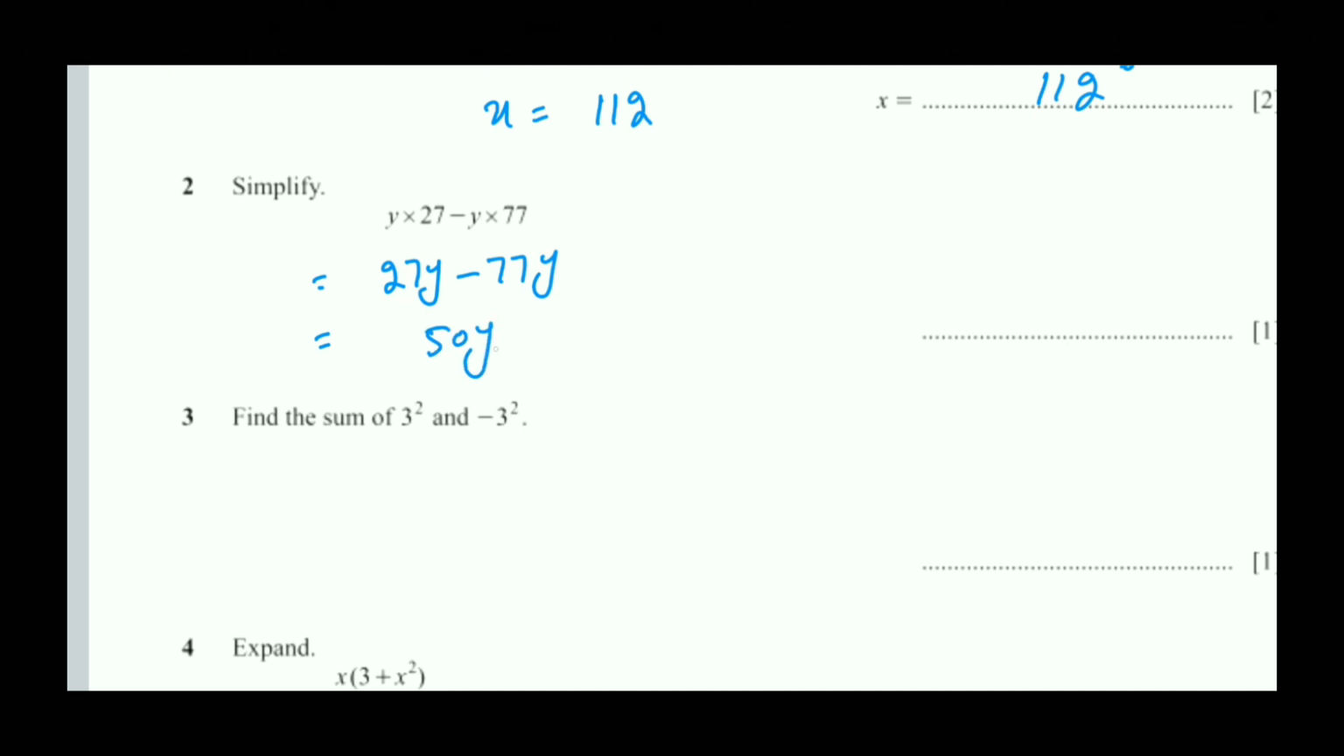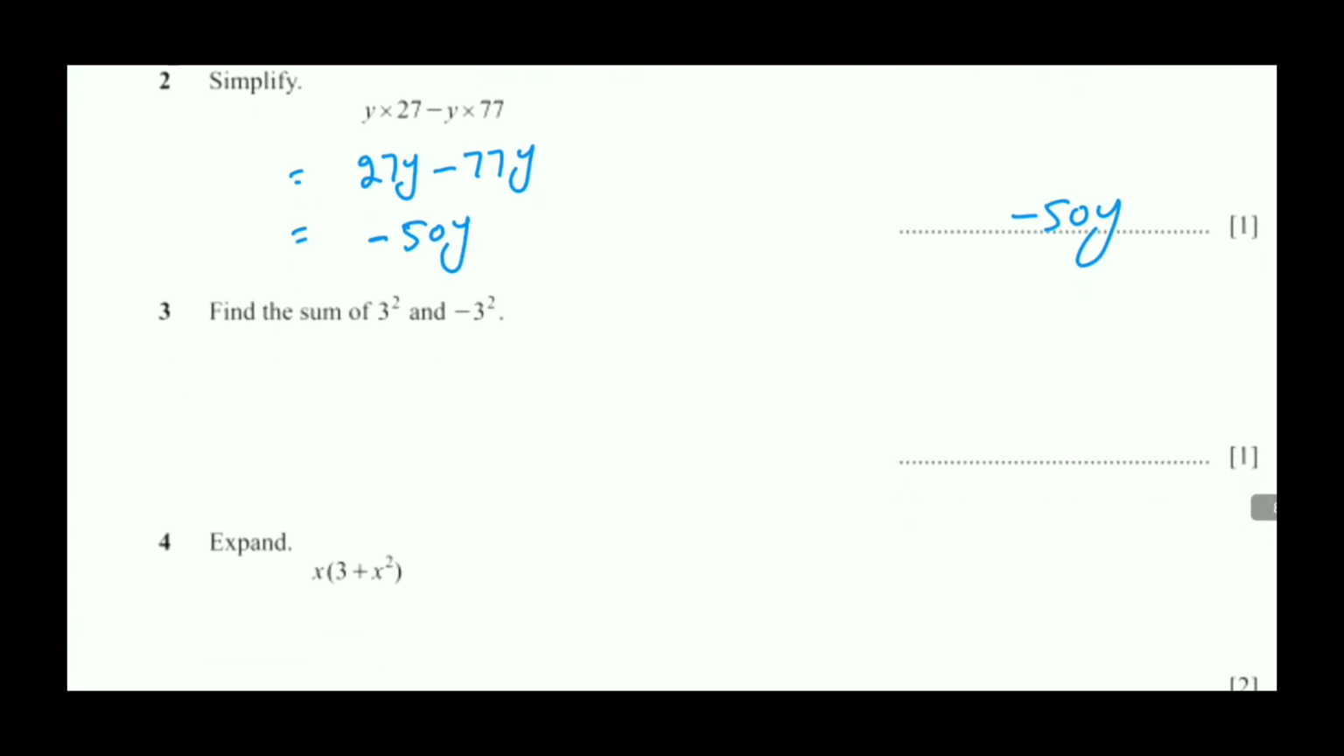50y, but please don't forget to check the sign. Which sign should we write here? Bigger value is 77, so negative 50. The sign of the bigger value will be written here. So negative 50y will be the answer.